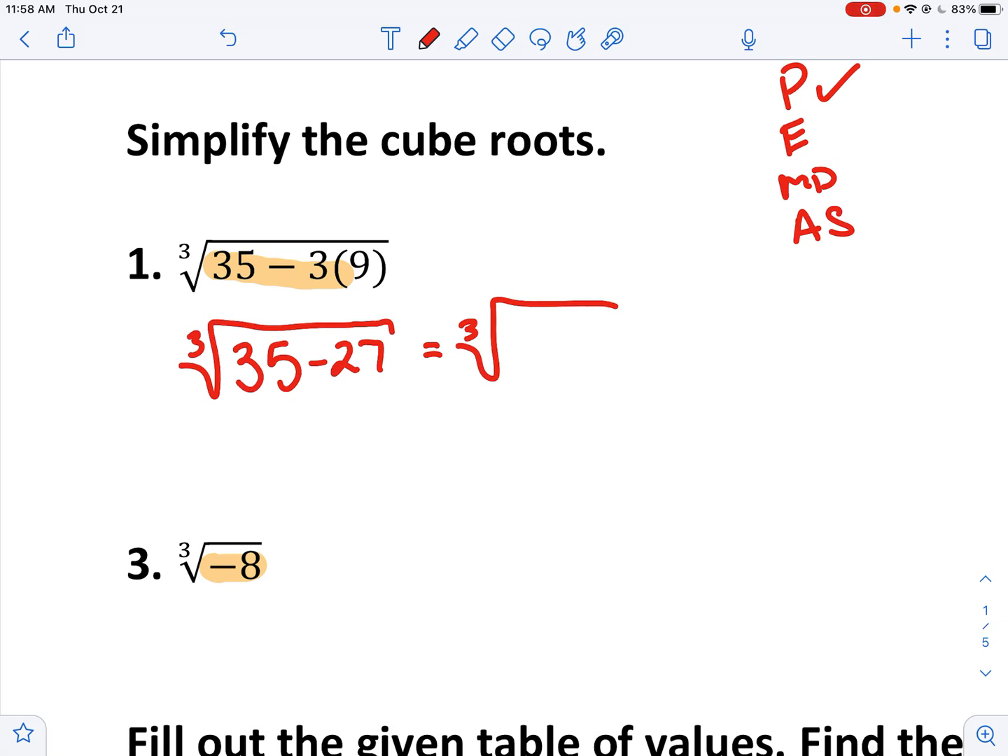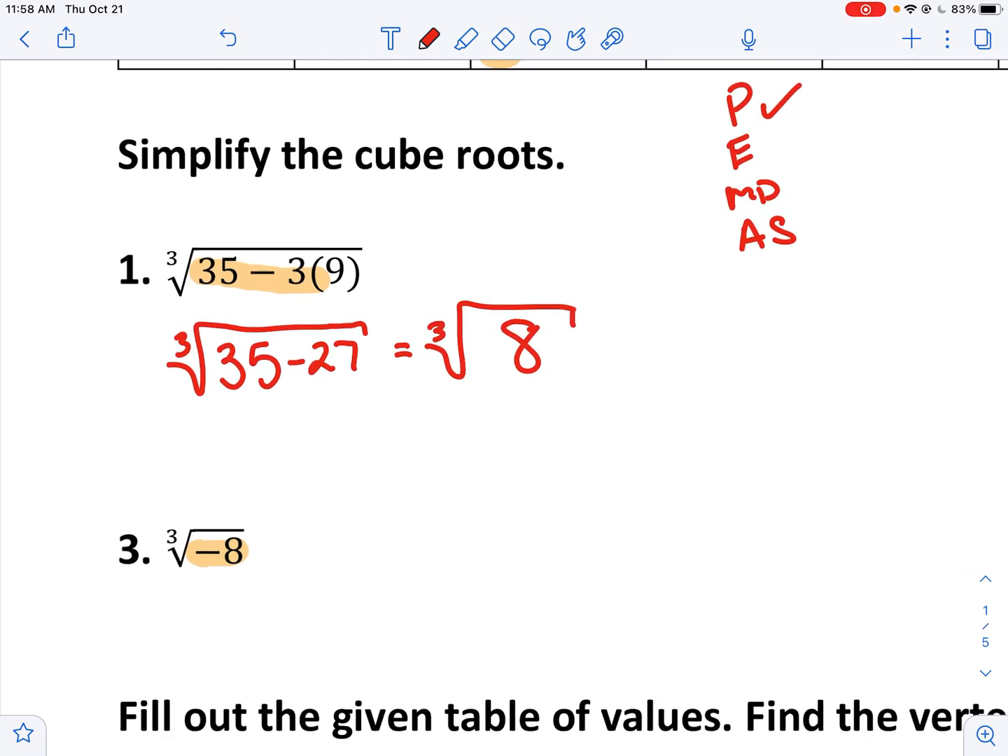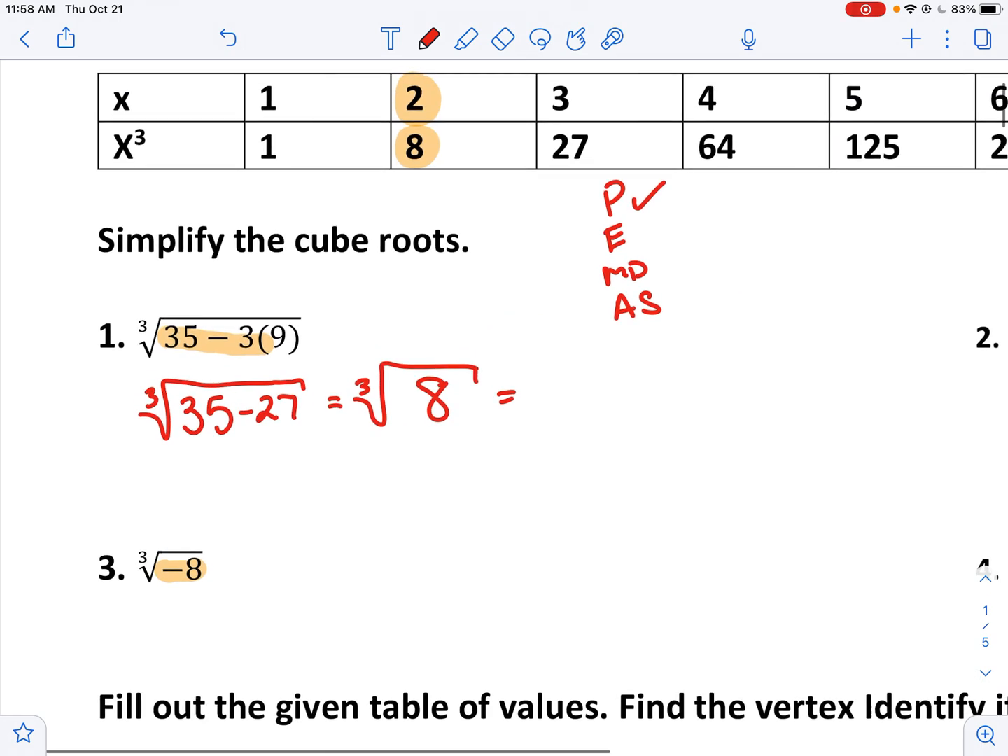So 27 and 35 are underneath the cube root. I need to subtract those. I get 8. And now that I have just a single number underneath the cube root, I can simplify that. So I can take the cube root of 8, which is just 2. Once you've taken your cube root, you don't need the cube root symbol anymore. So that would just be 2.